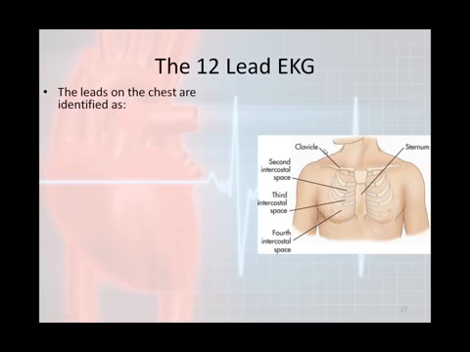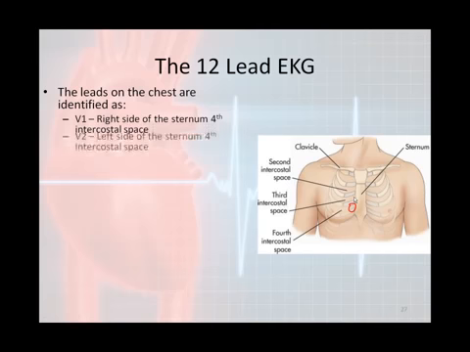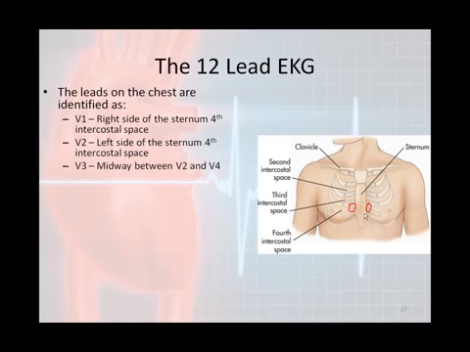So to summarize all of the precordial lead placement, V1 is placed on the right side of the sternum, fourth intercostal space, right here. V2 is placed fourth intercostal space, left side of the sternum. Please remember, this needs to be placed as close to the sternum as possible. V3 is placed midway between V4 and V2, so V3 is going to be placed over here.